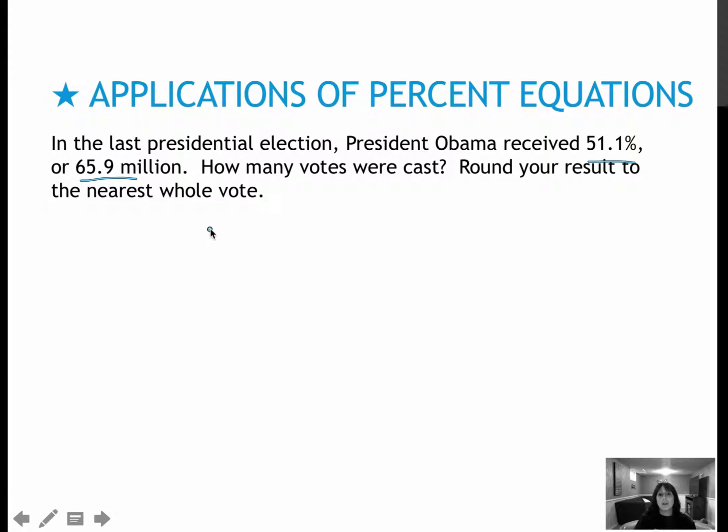Again, part equals whole times percent. So the part would be the 65.9 million. The whole would be, I don't know. That's what I'm trying to solve for. And of course, the percent would be 0.511. So 0.511 multiplied by x, which would be the total votes cast.